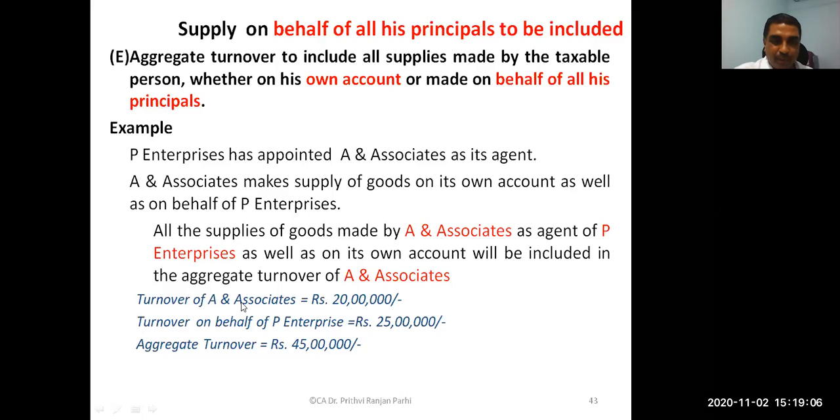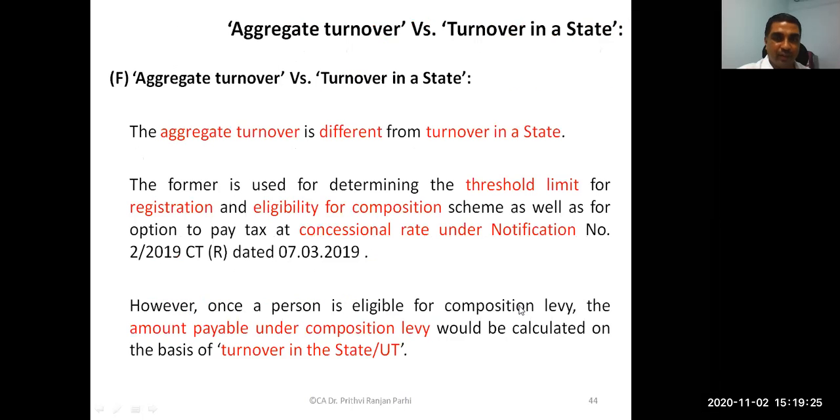Let us take this example. Turnover of A Associate is 20 lakh. Turnover on behalf of P Enterprise is 25 lakh. So aggregate turnover will be 45 lakh. Right? Both the things will be included. Is it clear? Yes, sir.